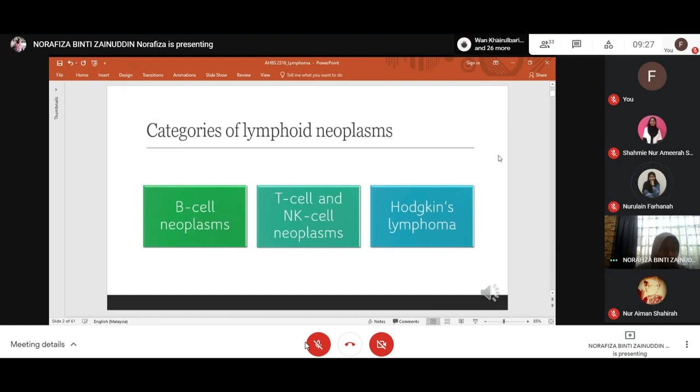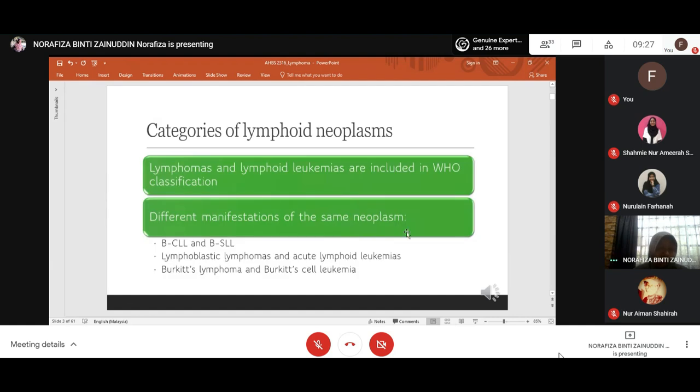Alright. Okay. Categories of lymphoma. So there are three major categories: B cell neoplasms, T cell and NK cell neoplasms, and also Hodgkin's lymphoma. So actually immunophenotyping and also molecular genetic studies are not needed in all cases, but can be very important in some, because you need to differentiate between the fine lines of some B cell neoplasms.